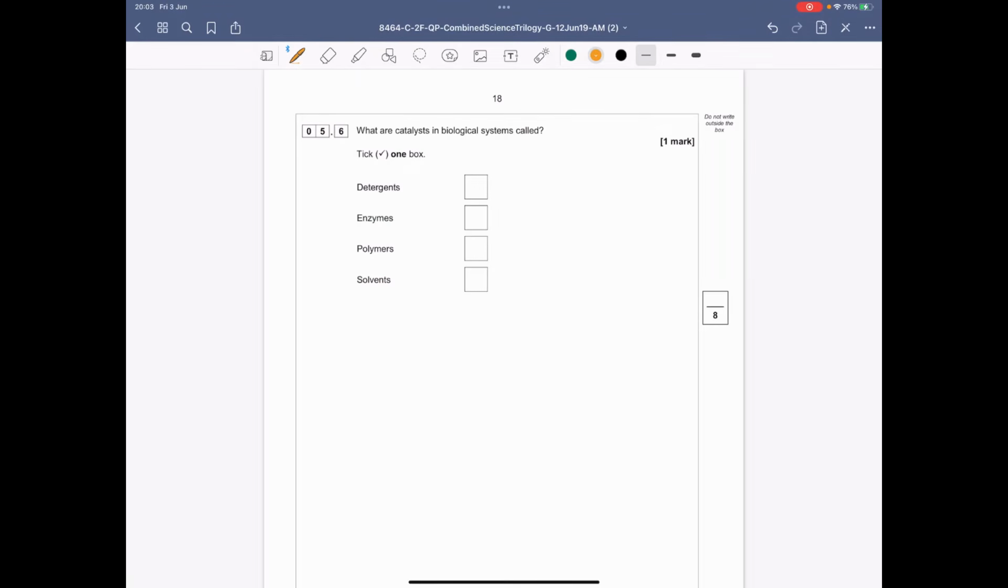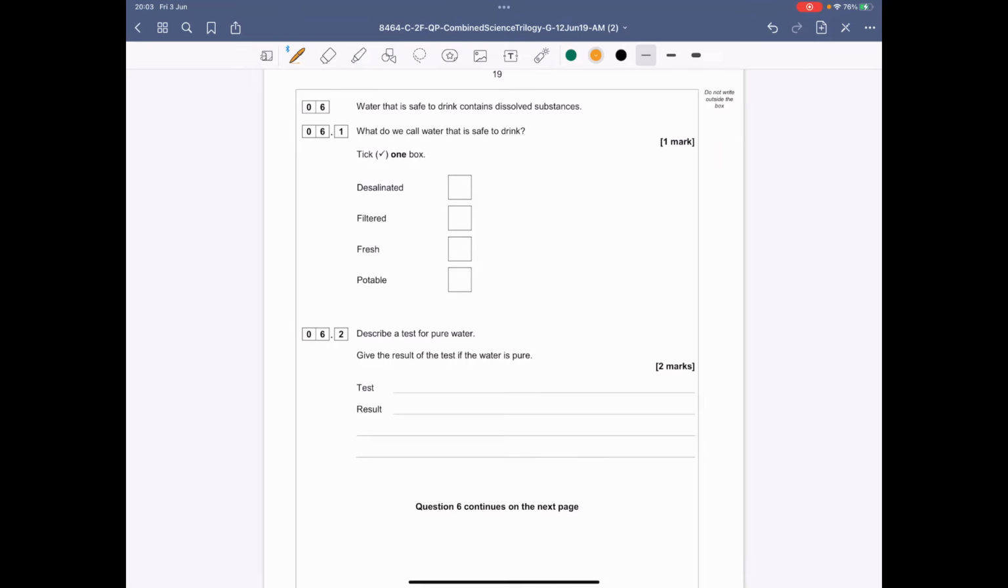And finally, the last part of this question says, what are catalysts in biological systems called? Well, a biological catalyst, it's not a detergent, that's just a chemical. A polymer is a plastic, so it's not that. A solvent is just a solution, that's not living. So think biological, biology. What topic also came up in biology? Well, it would be enzymes. Enzymes are biological catalysts.